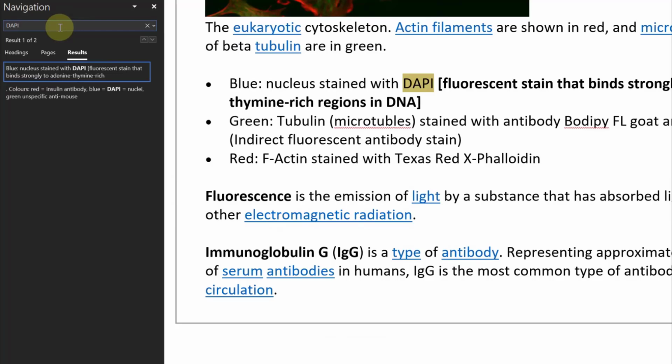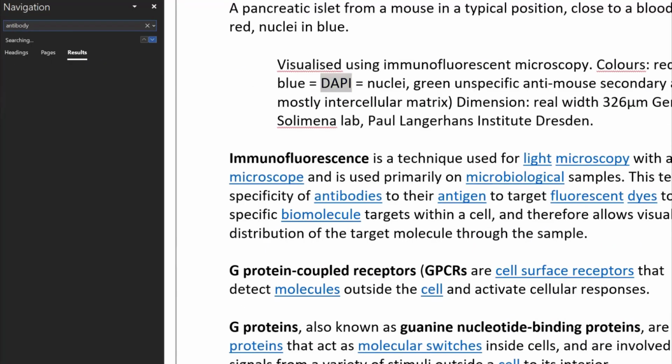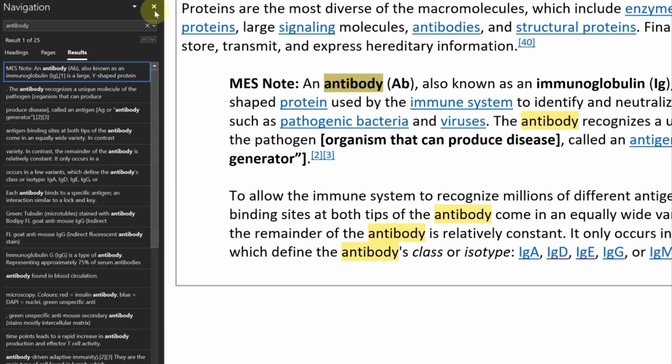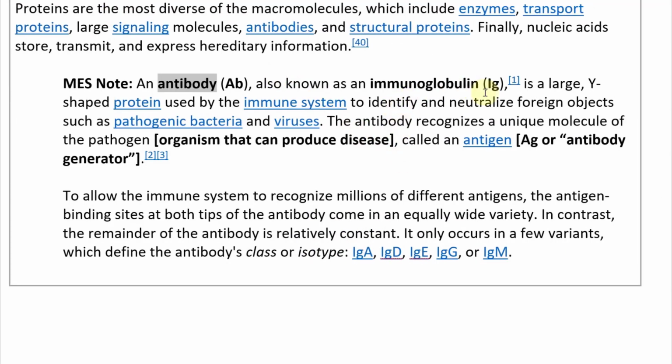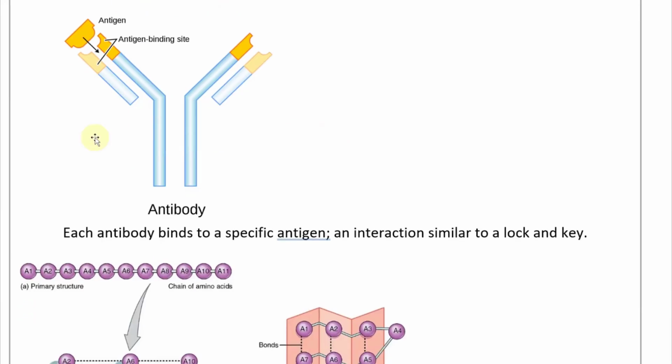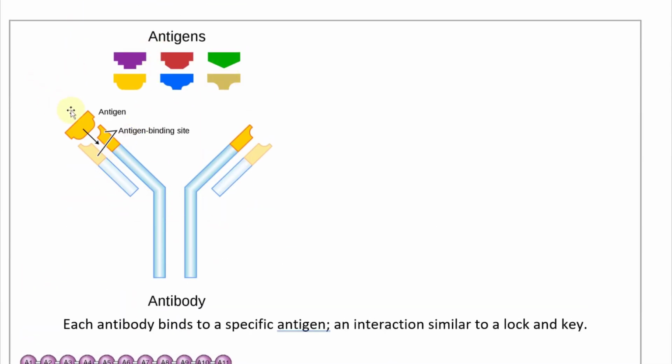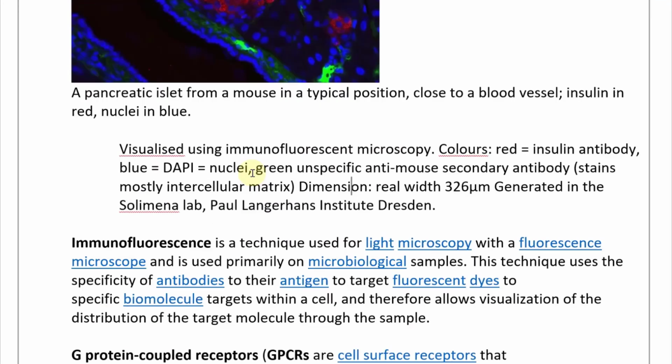Just do a brief look at the antibody. An antibody, also known as immunoglobulin (Ig), is a large Y-shaped protein used by the immune system to identify and neutralize foreign objects such as pathogenic bacteria and viruses, and so on. So basically, there's the antibody right here, and then it can recognize different antigens that react with it, such as bacteria and so on. Each antibody binds to a specific antigen, an interaction similar to a lock and key. All right, so let's get back to here.